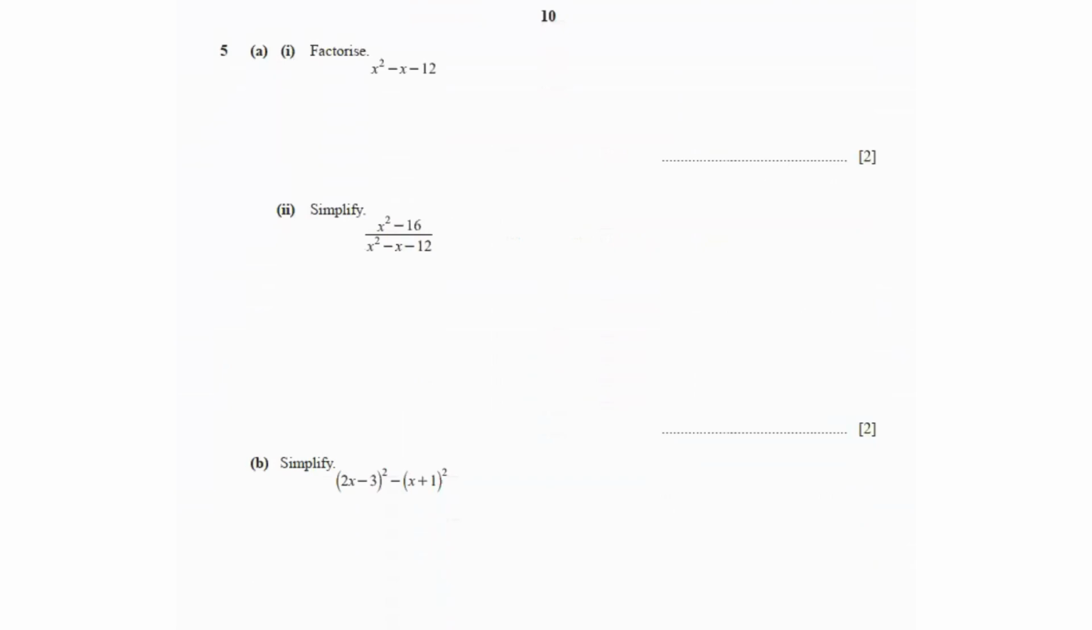Question 5 says factorize x squared minus x minus 12. So this is a quadratic equation. You can factorize this using splitting the middle term. So we multiply the coefficient of x squared with the constant. So 1 times 12 is 12. Then you find factors of 12. So that's 2 and 6 and 4 and 3 apart from 1 and 12.